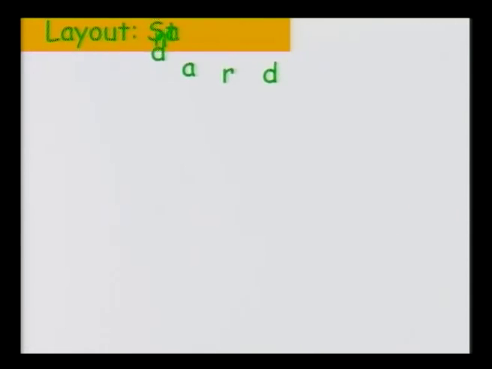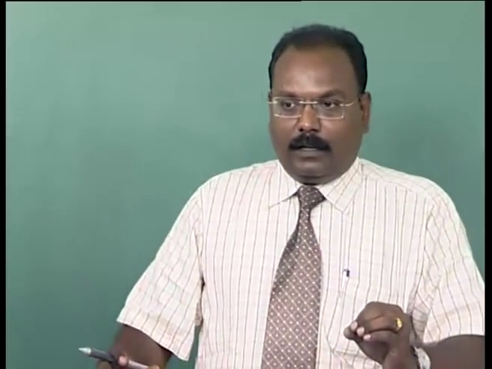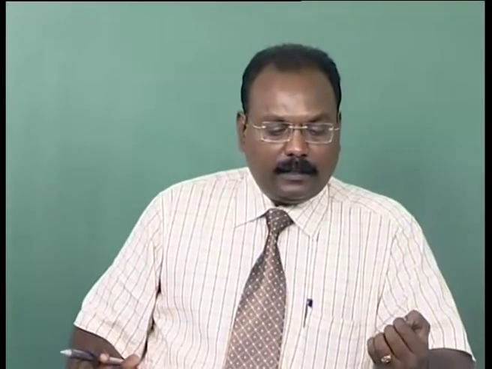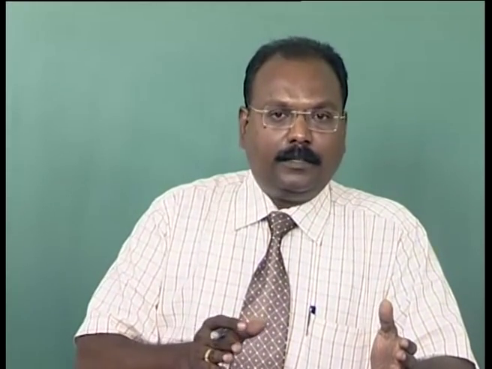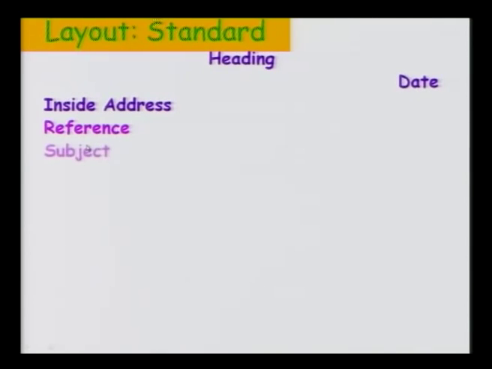Now, before we get into the details of the elements of a business letter, how do we present the letter? Let us look at the layout. The layout tells you how nicely you can present all the elements, what kind of format you will have. If you look at the standard format, the heading comes in the middle, just like here, and then the date is on the right side, followed by the inside address, which is again on the left side. This is again followed by reference, subject.